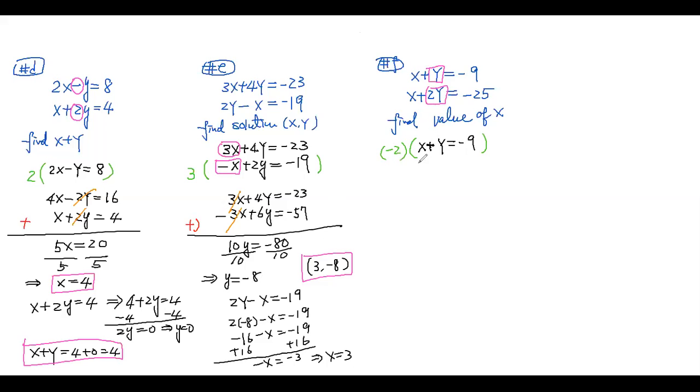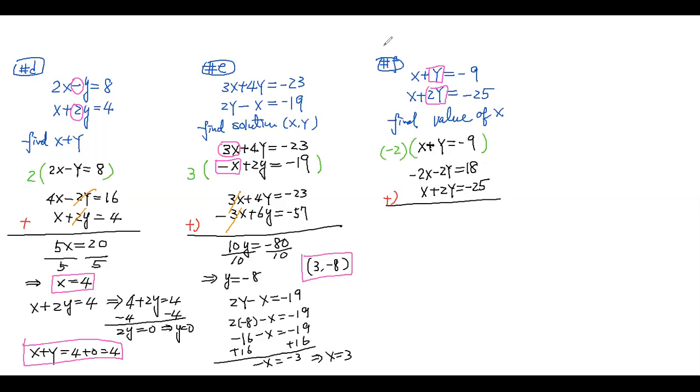Okay, so if you multiply by negative 2, this is negative 2x minus 2y. Negative 2 times negative 9 is what? It's 18. Then you carry over your second equation, right? It's negative 25 here. It's good, right? So I can do what?